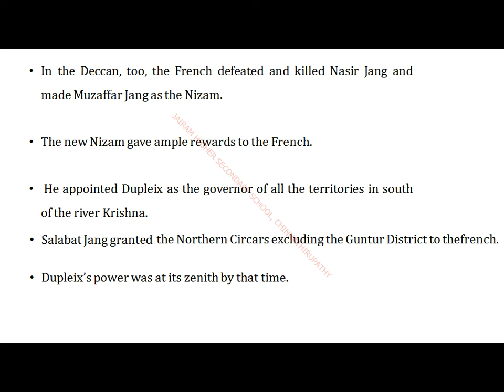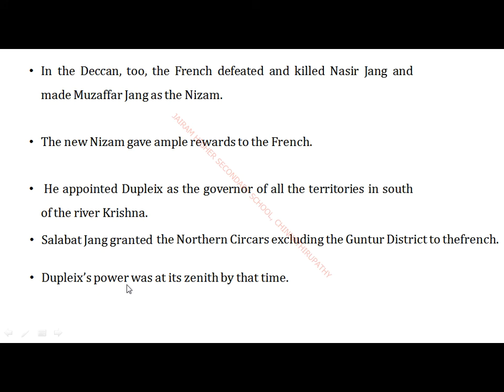See, Salabat Jung granted the Northern Sarkars to the French, excluding the Guntur district. Another one, Salabat Jung too also granted the Northern Sarkars fully to the French army, the French settlers, except the Guntur district.